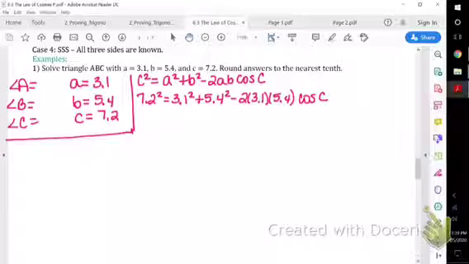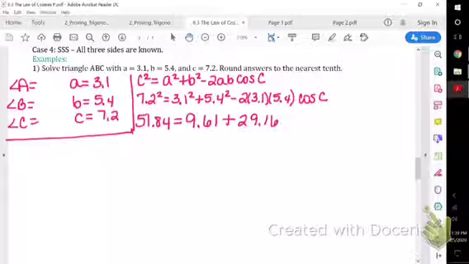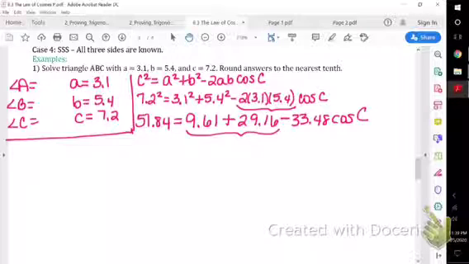Now I'm going to go through and square everything. So 7.2 squared is 51.84 equals 3.1 squared, I get 9.61, 5.4 squared, I got 29.16. I got minus, I'm going to go ahead and multiply those three numbers together, and I got 33.48 cosine of C. Then remember, we can add these together. We can't subtract this because this is connected with that cosine of C, okay?